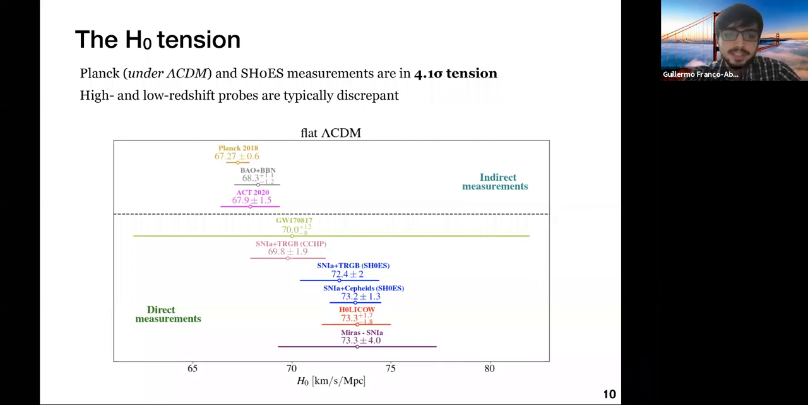And then we are also starting to have measurements of the Hubble constant using gravitational waves. This is what I'm showing here in green. But right now the error bars are so big that we cannot conclude anything. But in the future, when these measurements improve, this will be decisive in settling the debate.